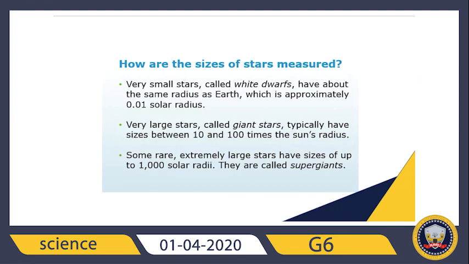What about, guys, the very large stars? Very large stars are called giant stars. Typically, they have a size between 10 and 100 times the Sun's radius. Can you imagine how big these stars are? Some rare, extremely large stars have a size of up to 1,000 solar radii. They are called supergiants. So we have the dwarf stars, we have the giant stars, and we have the supergiant stars, but they are rare.